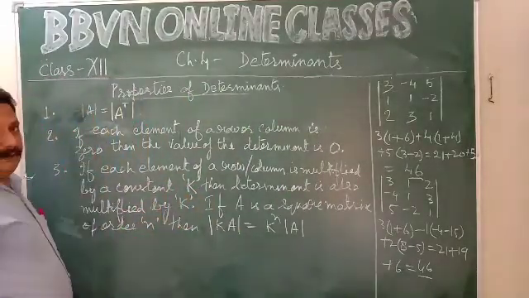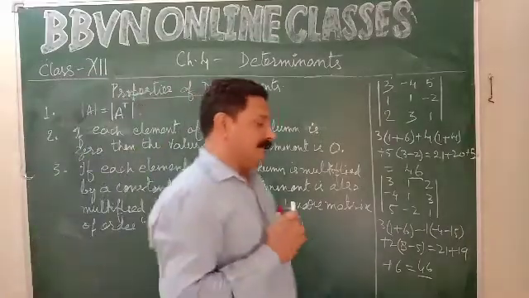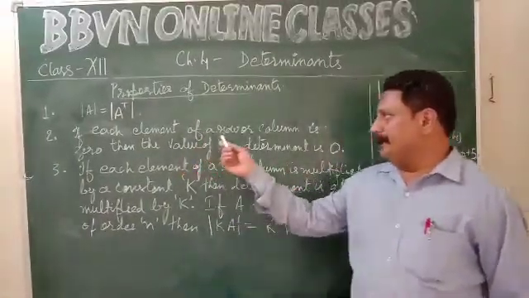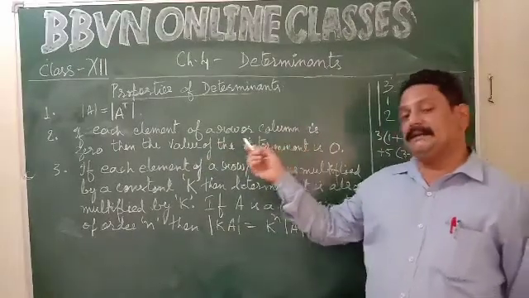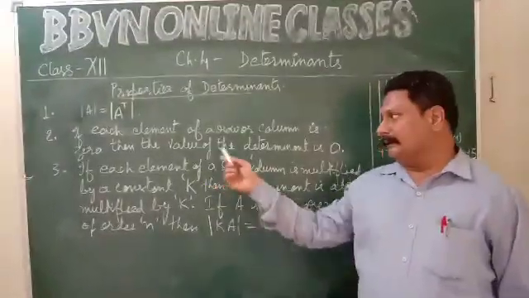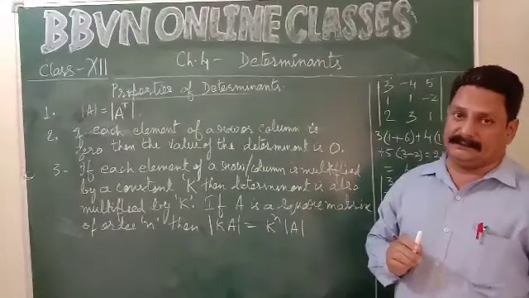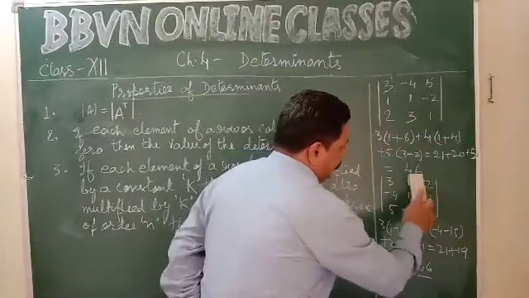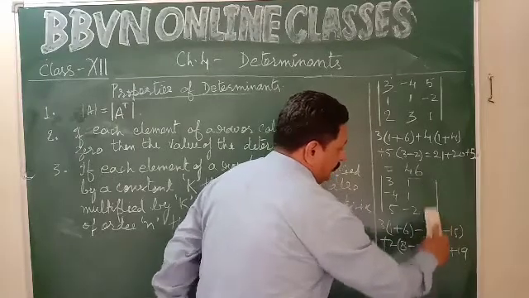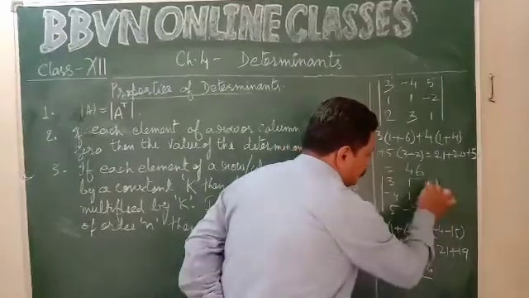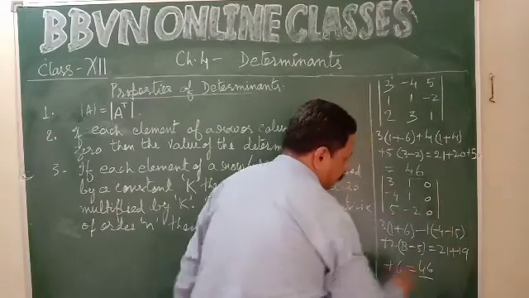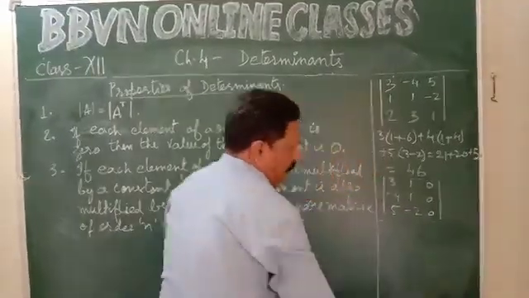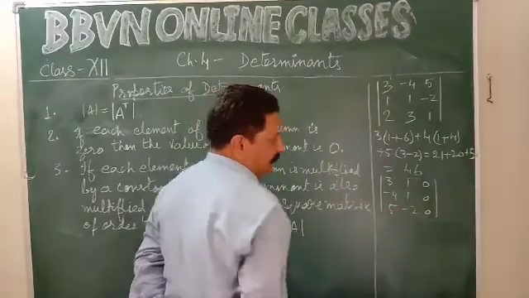Now, second property. If each element of a row or column is 0, then the value of the determinant is 0. So in this determinant, say for example, I take this entire column number 3, each element as 0. Let's see what happens to the value of determinant. Every element in column number 3 is 0.